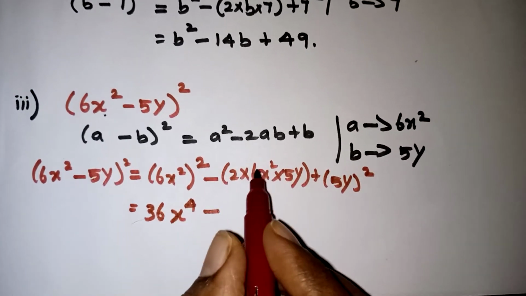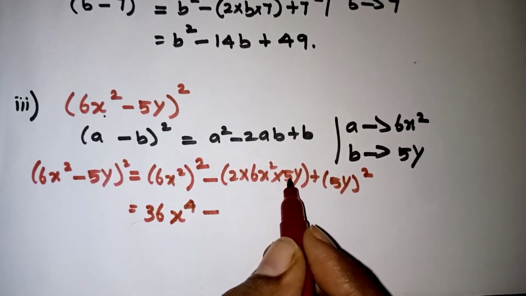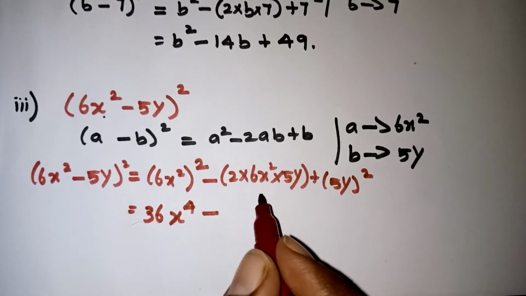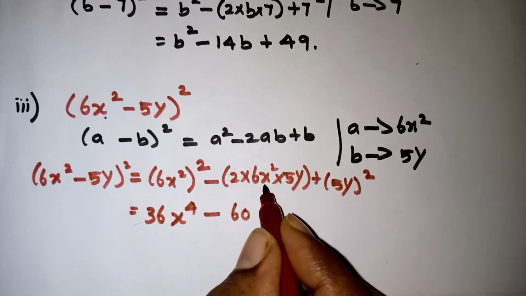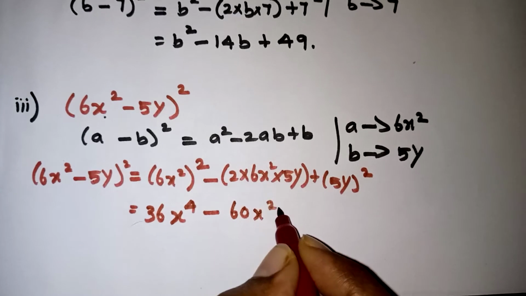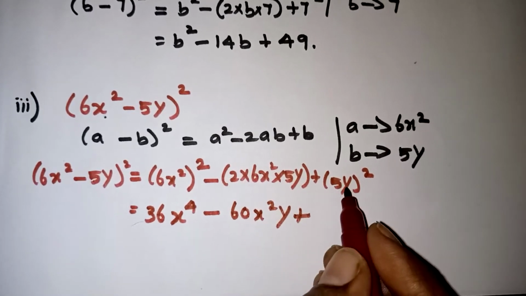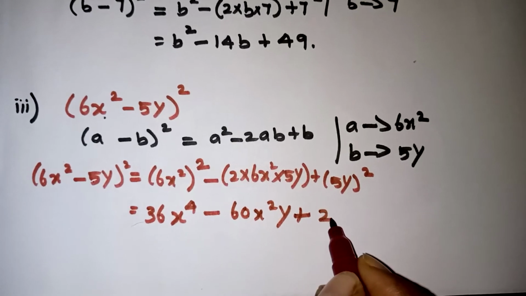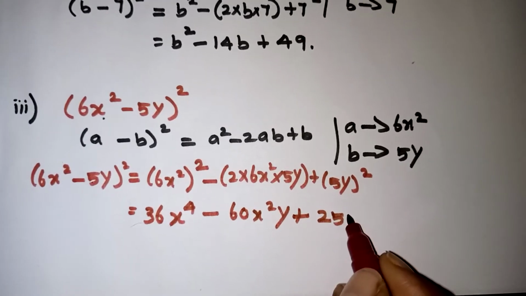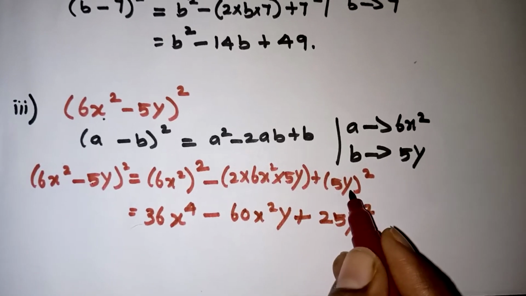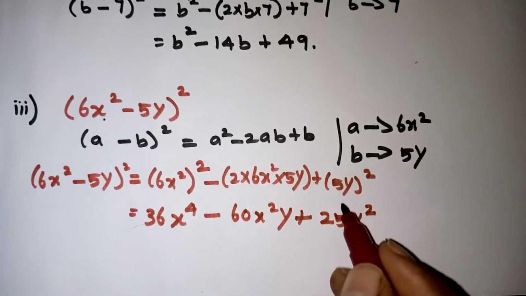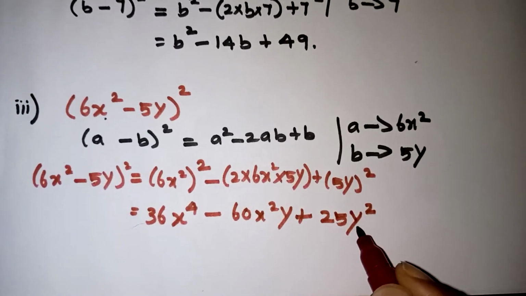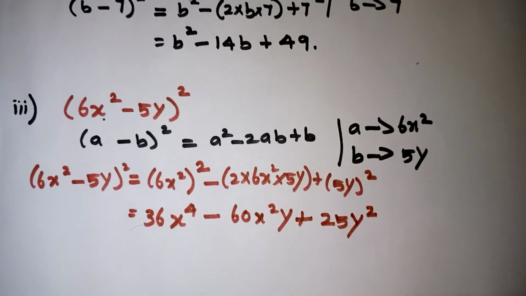And minus, 2 5s are 10, 10 6s are 60. This x squared and this y, so x squared y you should write. Plus (5y) the whole squared means 5 squared comes to 25, and squaring y comes to y squared. Both should be squared separately. 5 squared is 25, y is y squared. We'll do one more problem now.